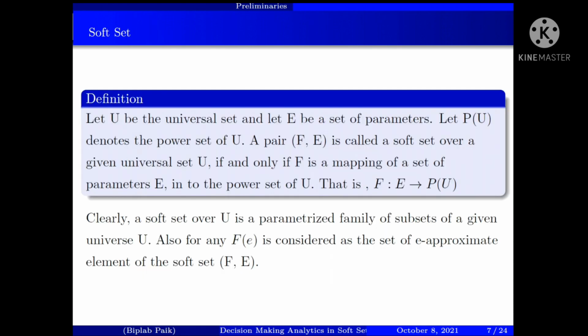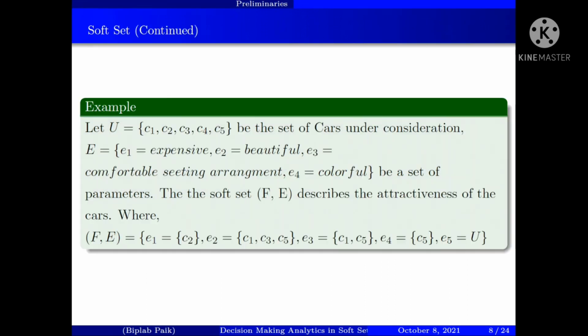A pair (F, E) is called a soft set, where F is a function from the parameter set E to the power set of the object set U. Let U be the set of 5 cars and E be the set of parameters: expensive, beautiful, comfortable sitting arrangement, and colorful. Then the soft set that describes the attractiveness of the cars may be written as follows. Here F(e1) = {c2} means the car c2 is expensive, and so on.